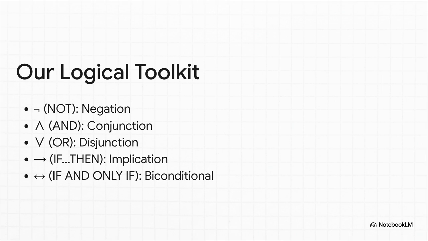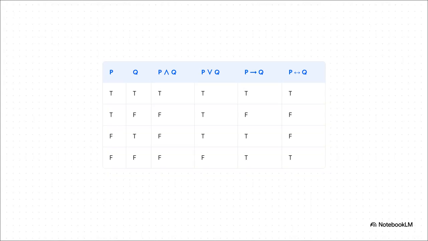Believe it or not, these 5 little symbols are all we're going to need. The cool part is, the truth of any big sentence we make depends completely on 2 things: whether the little pieces are true and which of these connectives we chose to use. So this table right here, this is basically our cheat sheet. It's the instruction manual for our Lego bricks. It shows us exactly how each one works for every single combo of true and false.